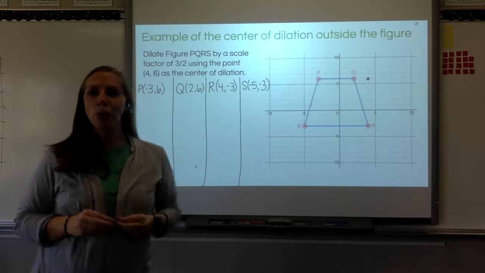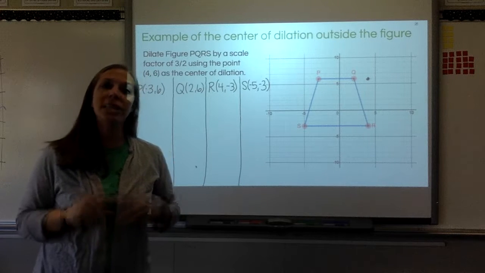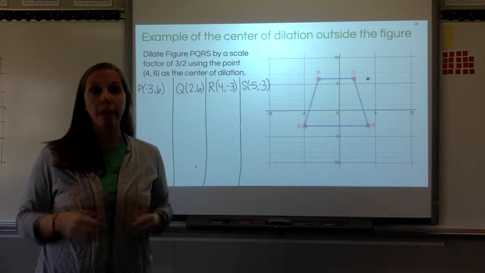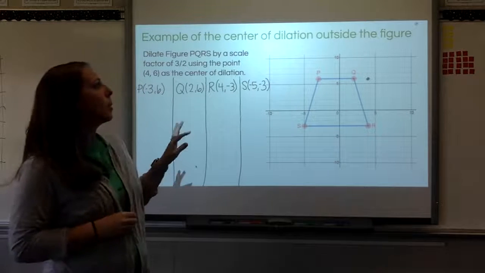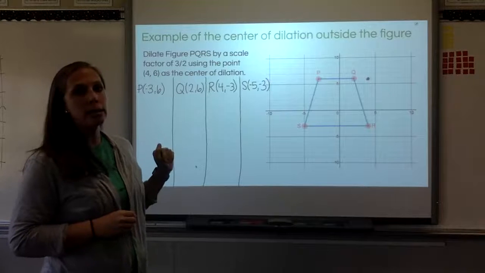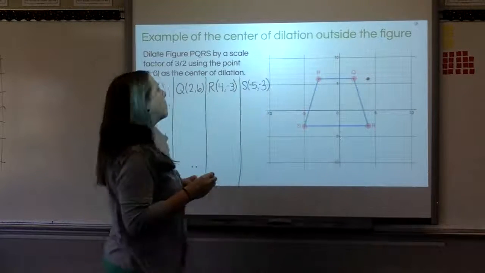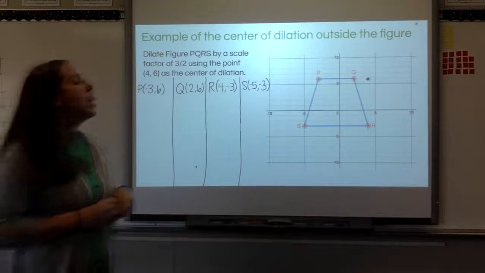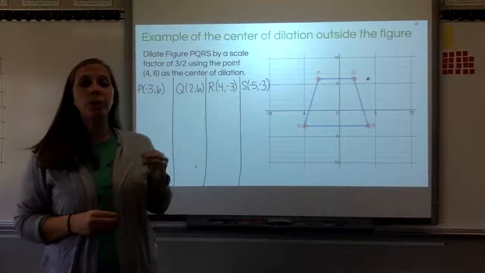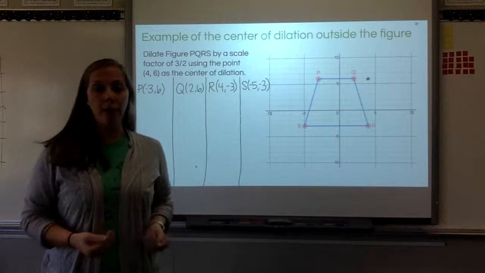Mathematicians, now we're going to look at what happens when the center of dilation is outside the figure we are dilating. So in this example, we have figure PQRS. The center of dilation is out here outside the figure at (4, 6). The scale factor we're going to use is 3/2 or 1.5.